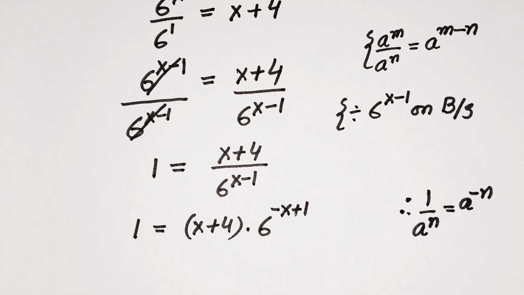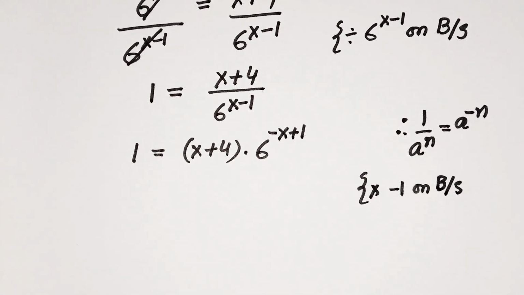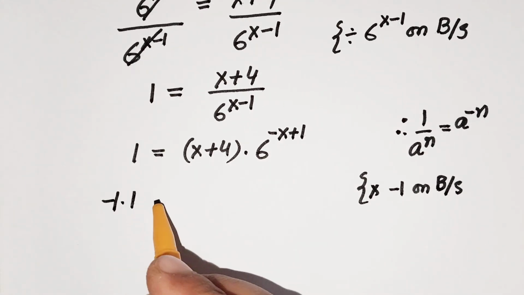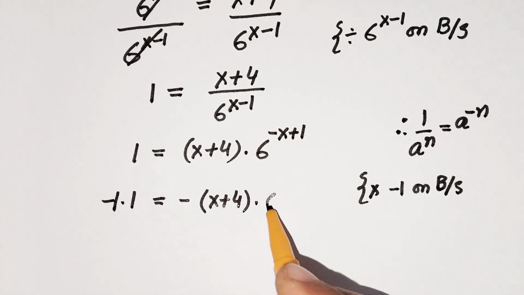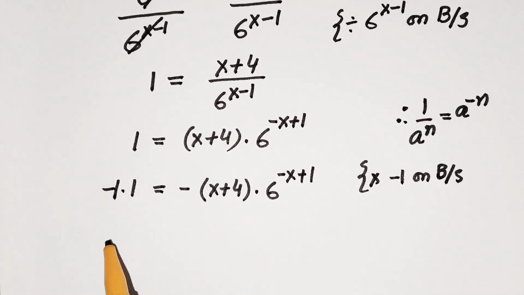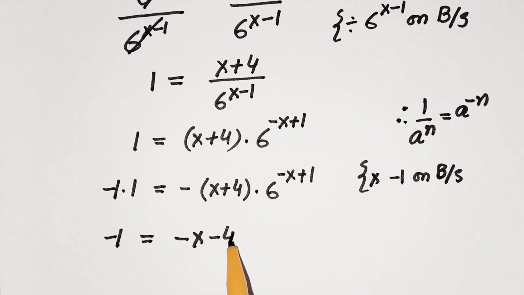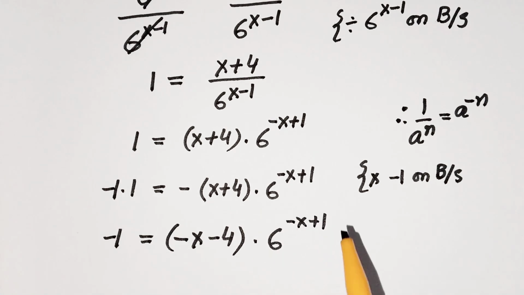So now multiplying by minus 1 on both sides, we get minus 1 times 1, here minus times x plus 4 times 6 to the power minus x plus 1. So now 1 times minus 1 is minus 1, which is equal to, if we multiply this negative sign in, minus x minus 4 times 6 to the power minus x plus 1.